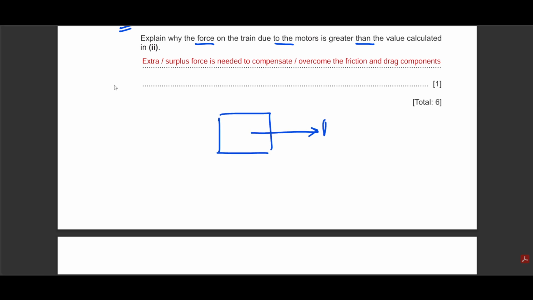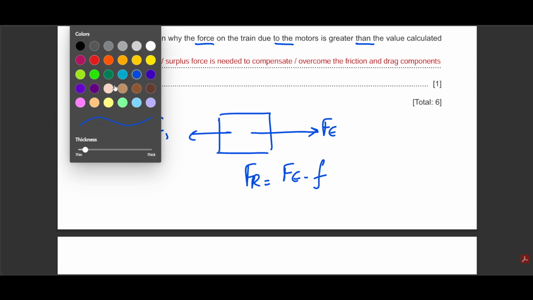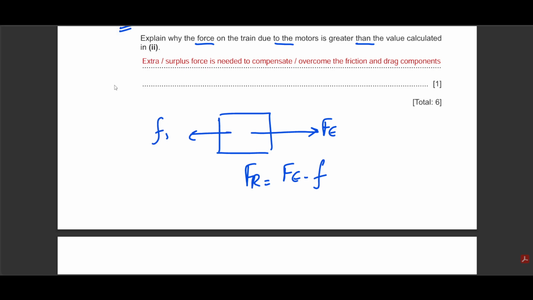So the actual force from the engine and all the frictional components, could be drag, could be the friction between the tires and the road, or the moving parts of the electric motor, the resultant force comes out as the engine force minus all these frictional components. So definitely the engine force has to be much, much greater than the frictional forces. Only then can there be enough resultant force left to produce an acceleration of 1.1 meters per second squared.